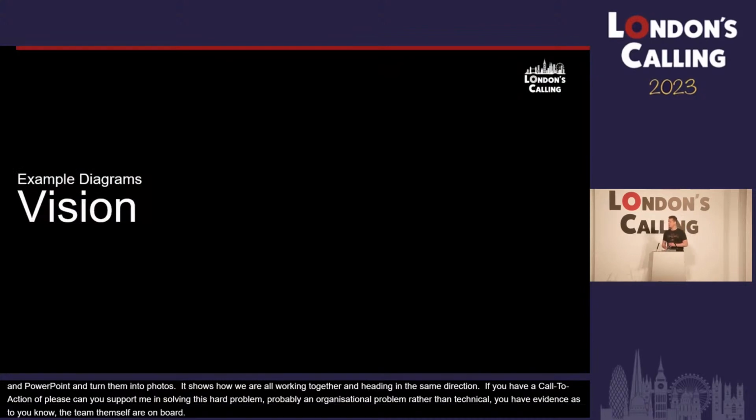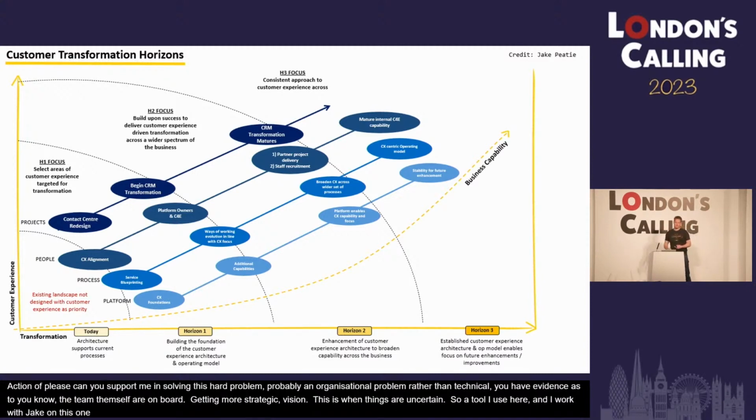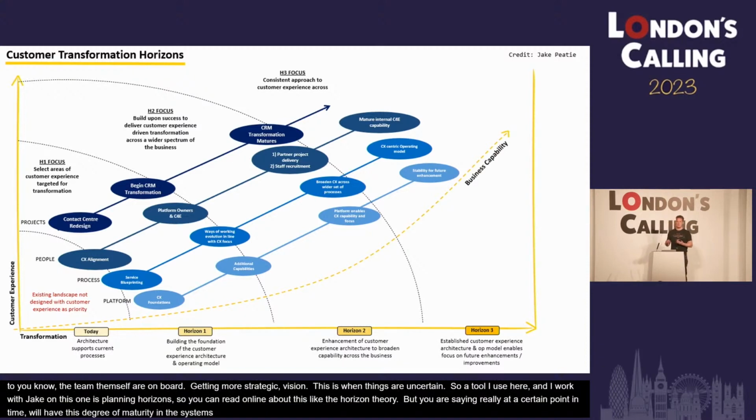So, getting a bit more strategic, vision. This is when things are a little bit more uncertain. A tool that I use here, and I work with Jake on this one, is planning horizons, right? You can read online about this, like McKinsey horizon theory and all that sort of stuff. But really what you're saying is, at a certain point in time, we'll have this degree of maturity in the systems, this degree of capability, and then we can think about going to the next horizon, yeah?